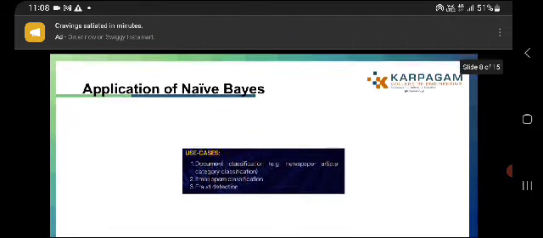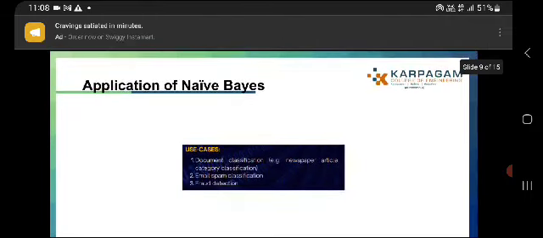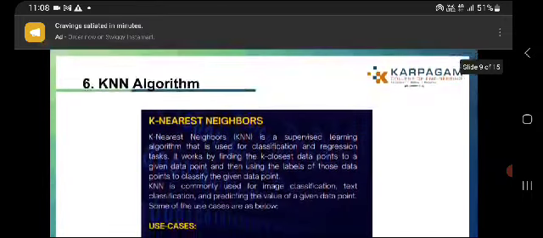And the applications of the naive Bayes are text classification, email spam classification, fraud detection, etc.